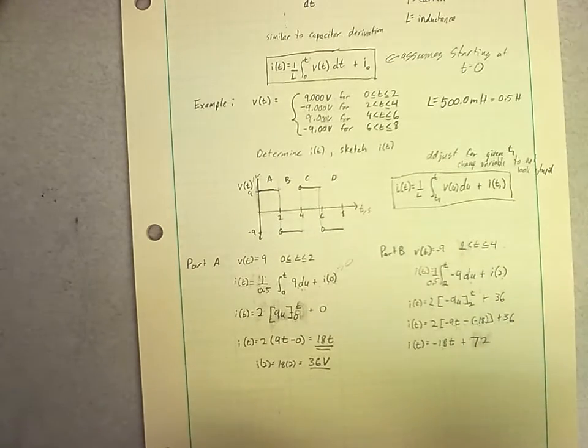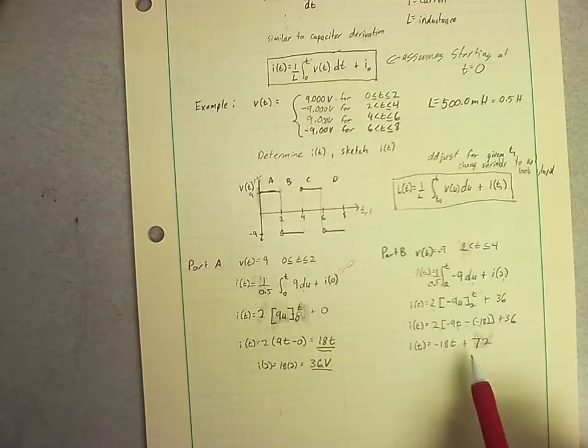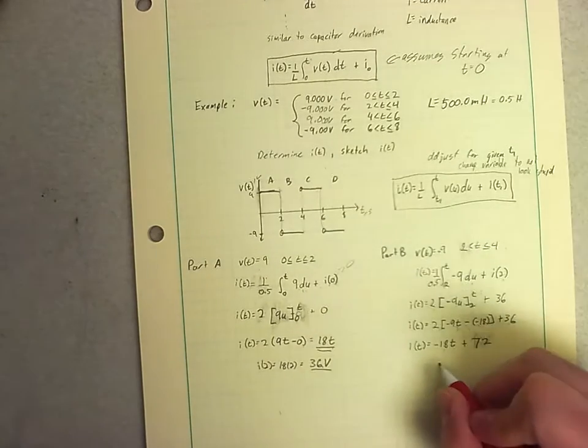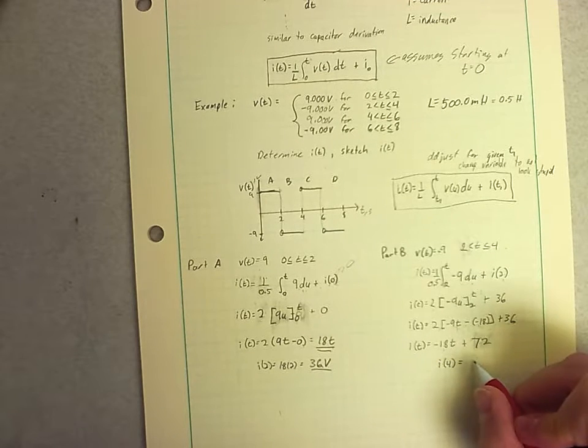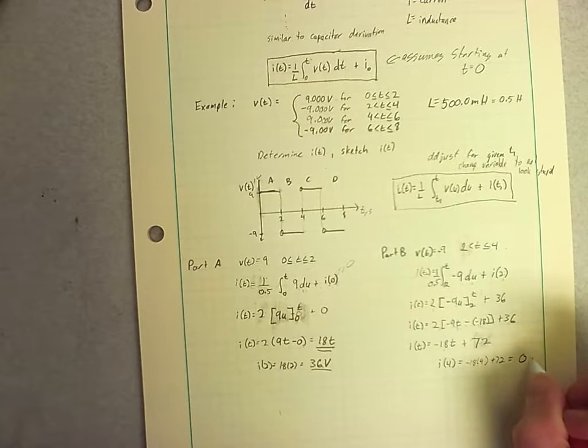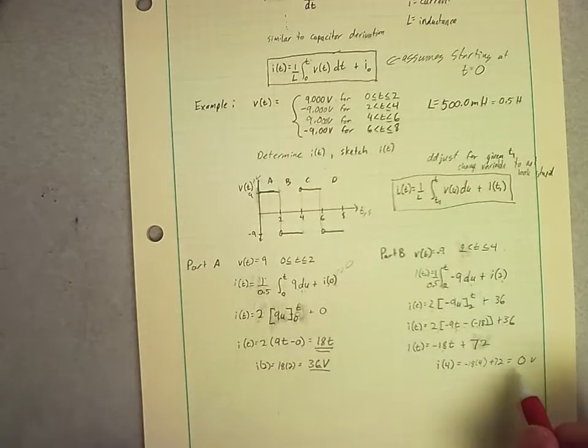A good way to check it is, I know that if I plug 2 into this, it has to match up with that one, and it does. And then the other thing I need to know is that I of 4 is going to be negative 18 times 4 plus 72. It actually ends up back at 0. That kind of makes sense, as we'll see when we sketch it out in a little bit.